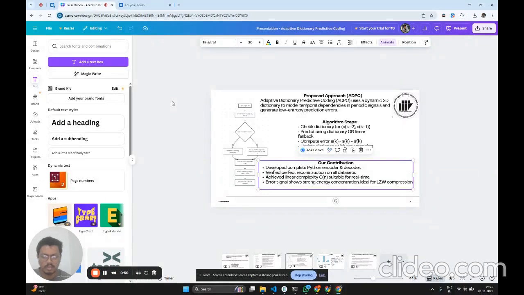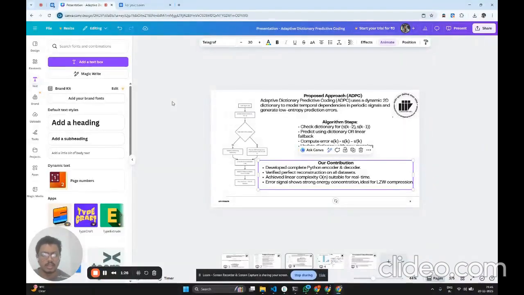After predicting, we compute the error. E of k equals s of k minus s prime of k. This error becomes the compressed output. The dictionary is updated at every step with the new mapping, which makes the method adaptive and capable of learning repetitive patterns very quickly. The main algorithm steps are: first, check the dictionary; second, predict using the dictionary or fallback; third, compute the error; fourth, update the dictionary; and fifth, transmit the first two samples directly.